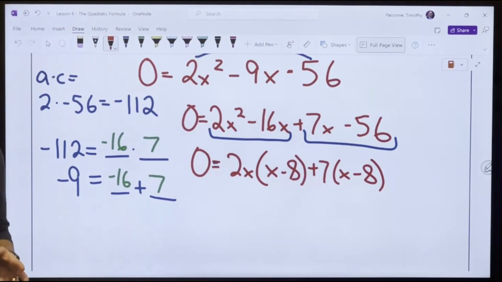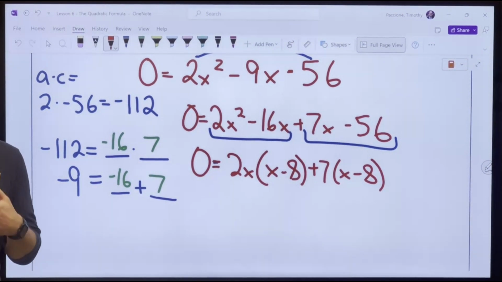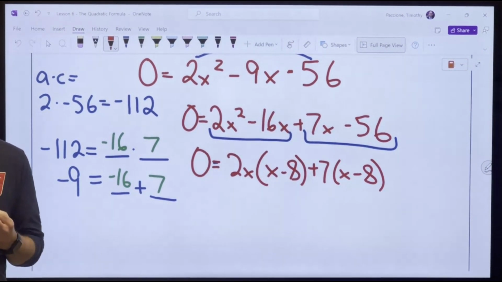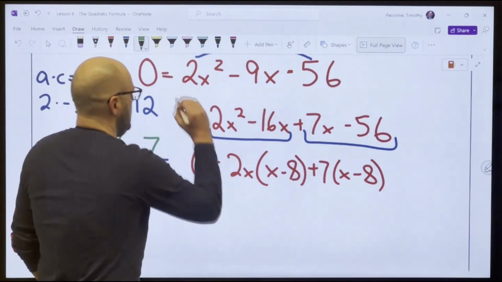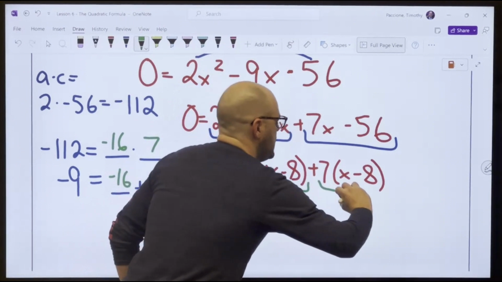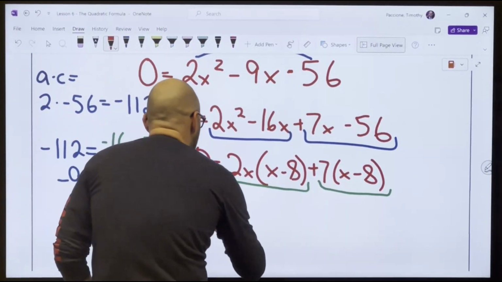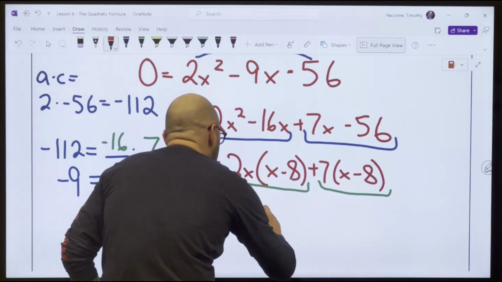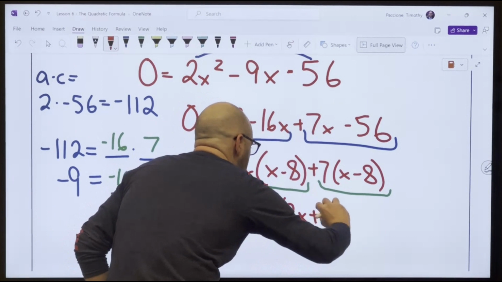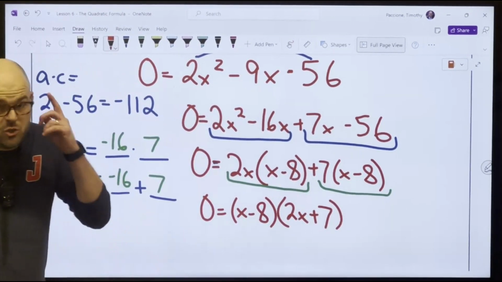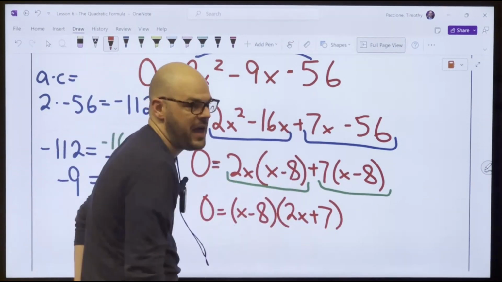Okay? Now, this is the kind of confusing part, but a GCF is something that you can pull out of two terms, right? It's something that you can divide them both by. I can divide this and this by what? X minus 8. So that becomes my new GCF, x minus 8. And then I am left with 2x plus 7, right? If that's tricky, right, just say this goes out front, the other two go in the back.